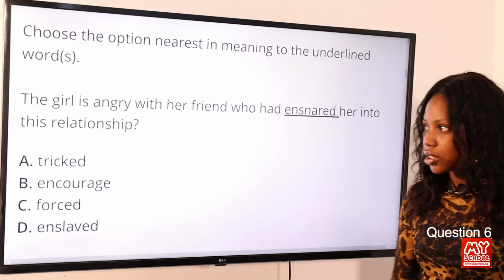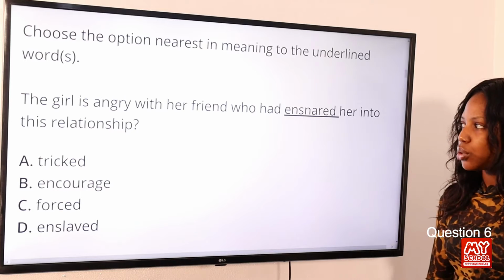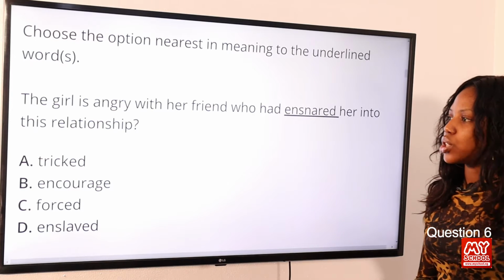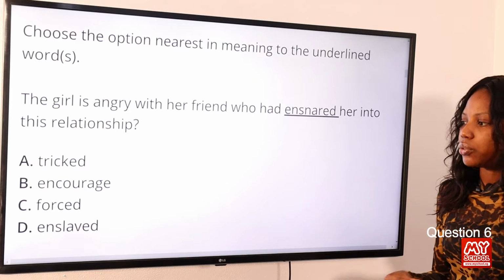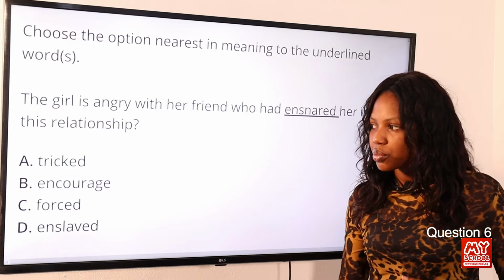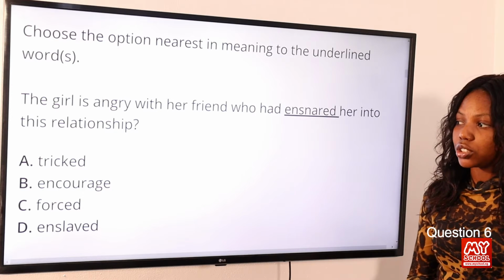Now moving on to question 6. The girl is angry with her friend who had ensnared her into this relationship. Option A, tricked. Option B, encouraged. Option C, forced. Option D, enslaved. The answer to this question is option A, tricked.